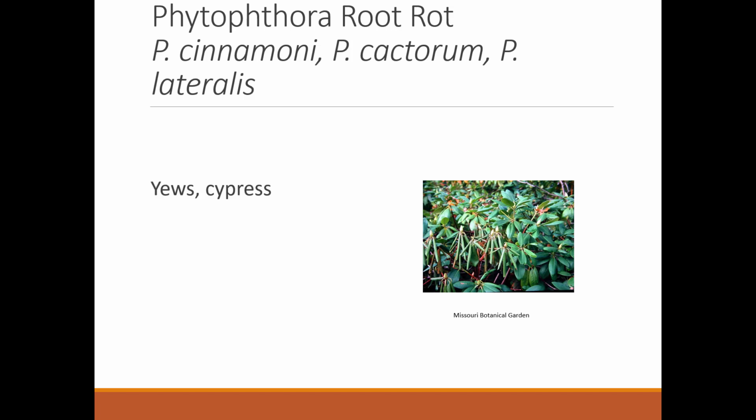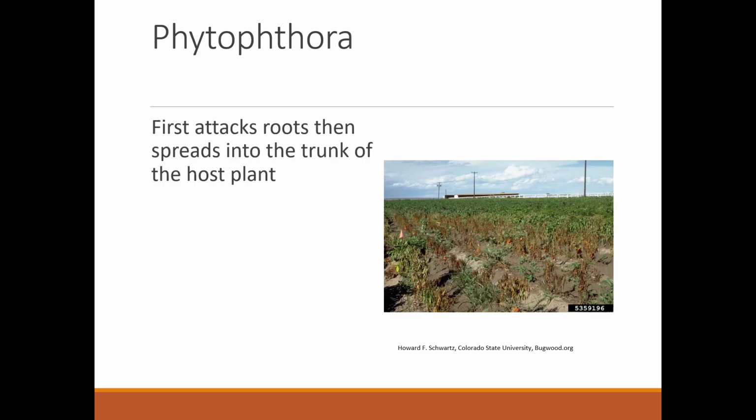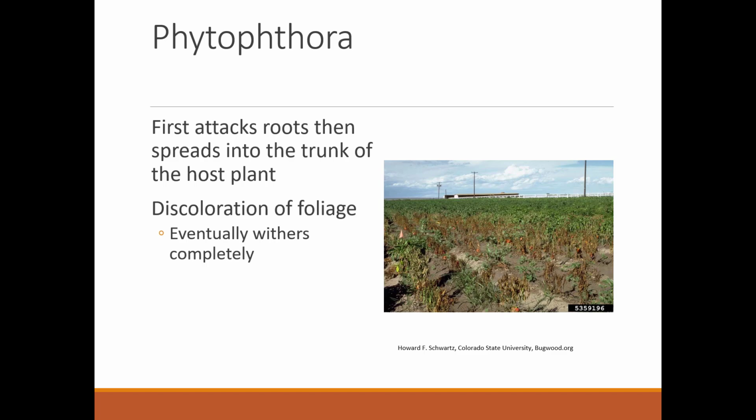So Phytophthora root rot, and this Phytophthora lateralis is what I was talking about earlier for the Port Orford cedar. So this can get used, cypress, heaths and heathers, azaleas, pieris, rhododendron, and mugo pine. So it's a broad spectrum set of diseases. So Phytophthora often attacks the roots and then it spreads into the trunk of the host plant. You get the discoloration of foliage. Eventually it withers completely. And of course death occurs.